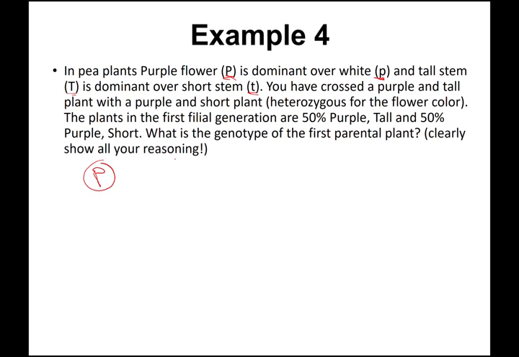So now the question tells you that you're crossing two plants. With the first plant, what you're given is the phenotype in this case. So you have that the first plant, all we know is purple.